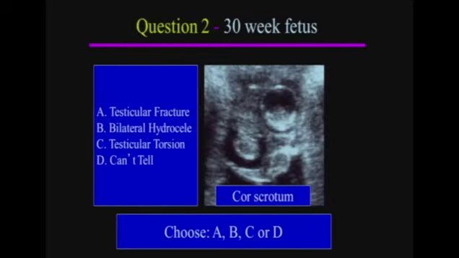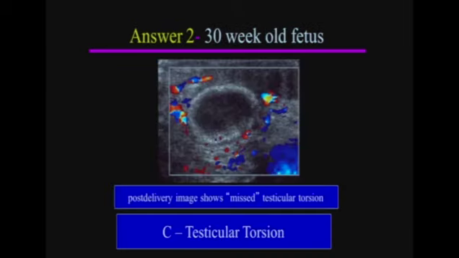The second question, the 30-week fetus, we know that both testes are abnormal. There's some hydrocele on the right side, but there is evidence of bilateral testicular torsion. And one can see the 30-week-old fetus's color Doppler showing no flow on the right side. This color Doppler is actually in the neonate. So this is a post-delivery image showing missed or subacute or older testicular torsion.